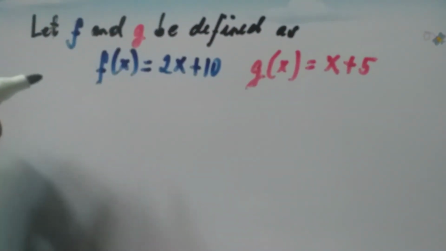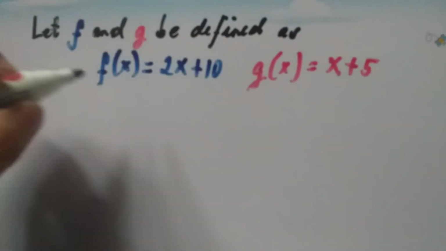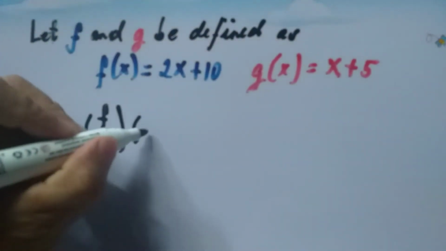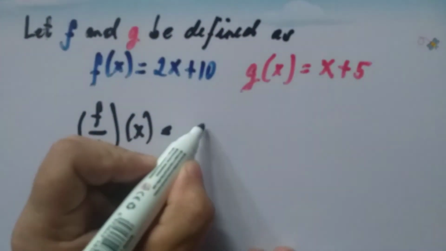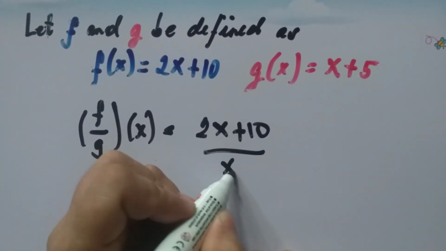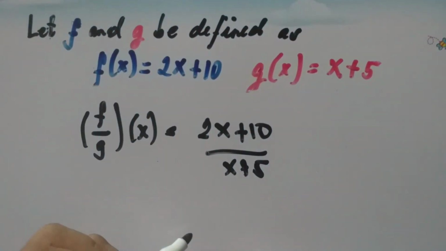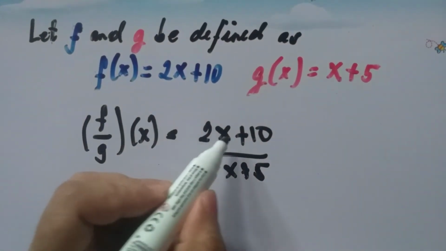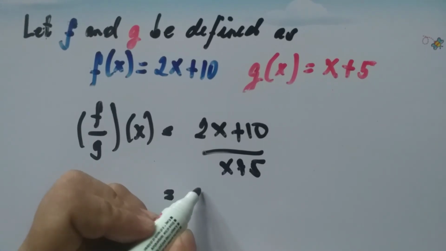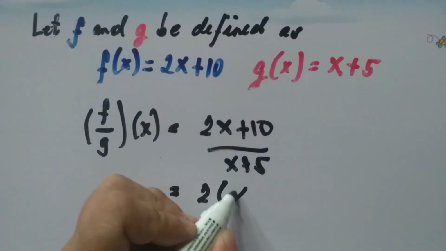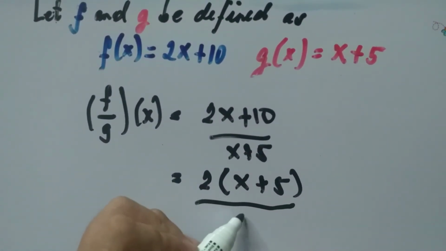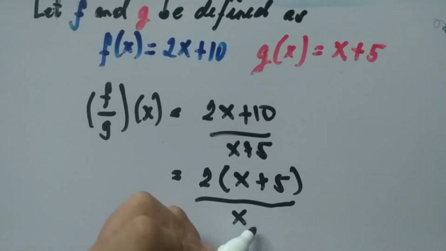The last operation is division on functions, denoted by f over g of x equals 2x plus 10 over x plus 5. If you'll notice, our numerator is factorable. It can be factored into 2 times x plus 5. Okay, divided by the denominator, we have x plus 5.